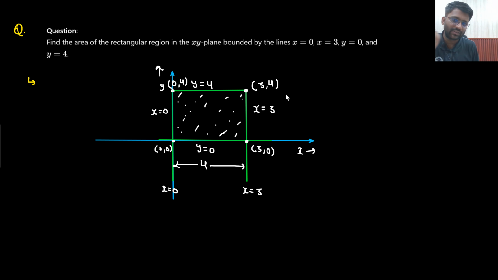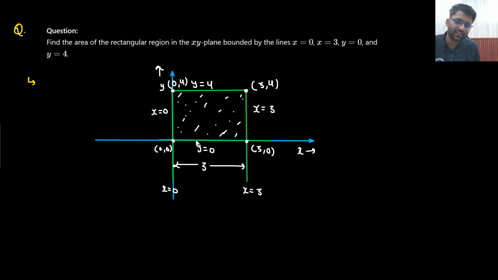And what is this length? What is this vertical length? This vertical length is 3, right? Wait a second. Oh, sorry. This is from 0, 0 to 3, 0. So this much length is 3, from 0, 0 to 3, 0.